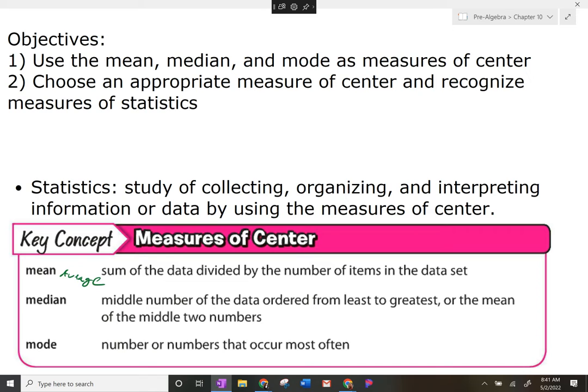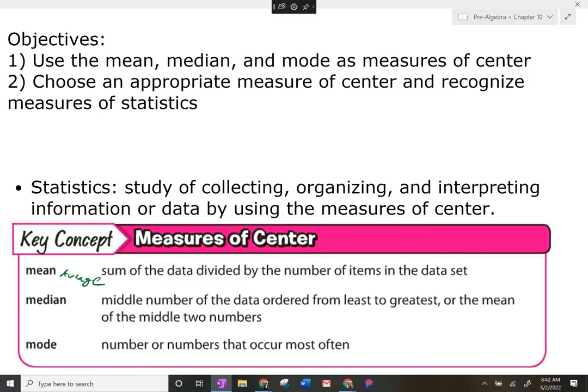Okay, so as I'm looking at all these, I'm going to write them up here. I've got my mean, median, and my mode. So my median for this one is going to be a 2. That's my middle number.